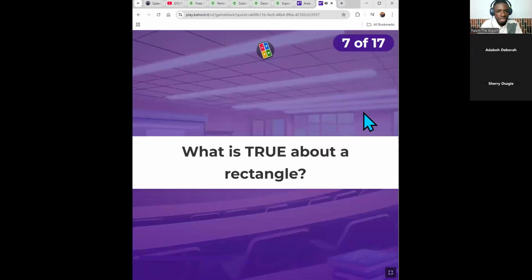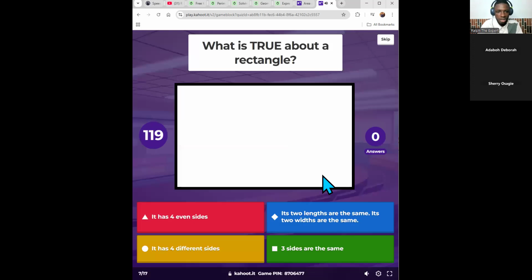What's true about a rectangle? Know that this is also speed. If I'm very slow to pick an answer, you would come up the leaderboard. I can't even see the words. Okay, it has 4 even sides. The first option is picked. Okay, you've picked. All right, good.